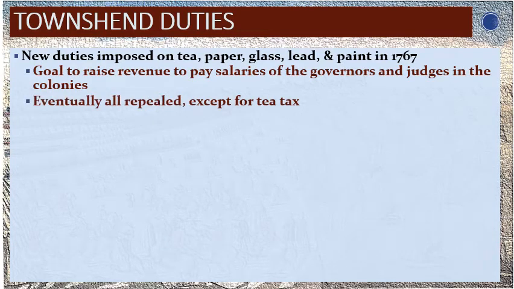Eventually, all of these duties are repealed except for the tea tax, because colonists by now are angry about paying any kind of tax whatsoever. They've been stirred up to be anti-tax. And now they're anti-tax.